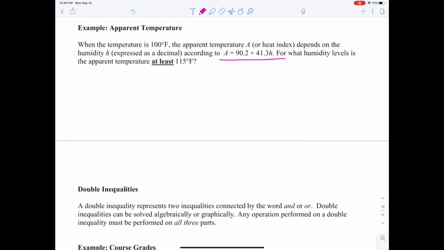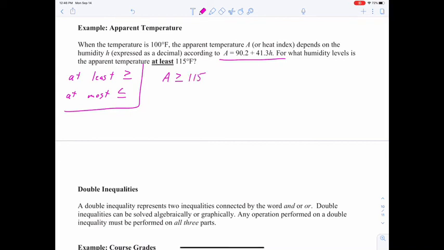Okay. The other one. So here, let's write this down. At least is a greater than or equal to. If you see a problem that says at most, so if I say I'm going to give you at most $5, that means I could give you $5 or less, right? Okay, so those are important to know right there. Okay, so at least, so let's see what they want. The apparent temperature at least 115 degrees. So A is going to be greater than or equal to 115.